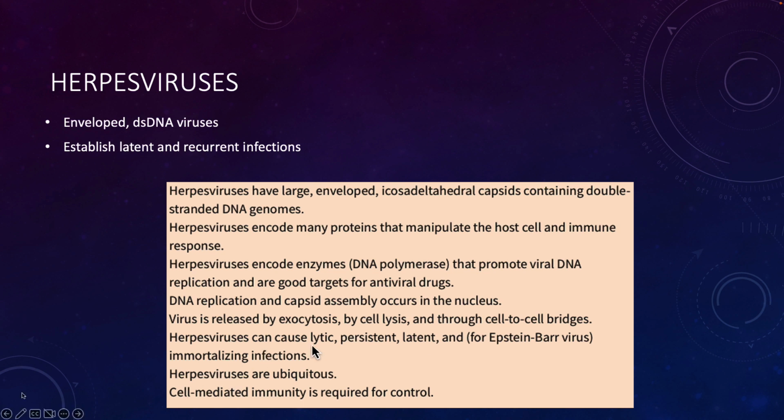They can cause lytic, persistent, and latent infections. And again, for Epstein-Barr, they can cause cancer. They are found everywhere in lots of different cell types. And unlike some of the other double-stranded DNA viruses we talked about where antibody is really important, because these are enveloped, cell-mediated immunity is more important for control.